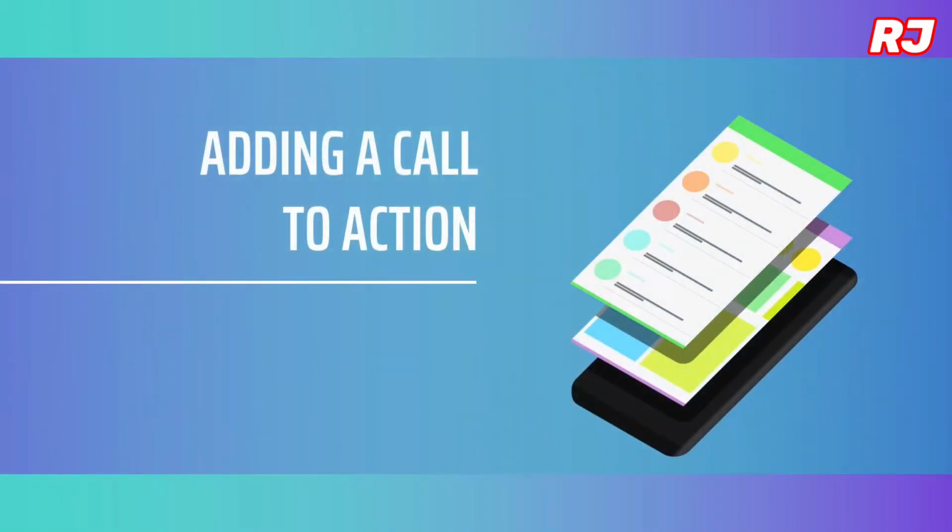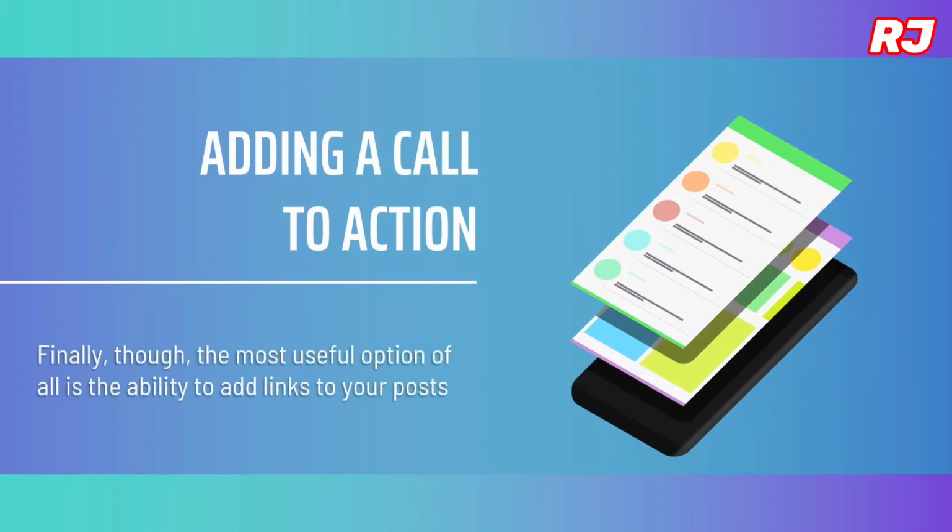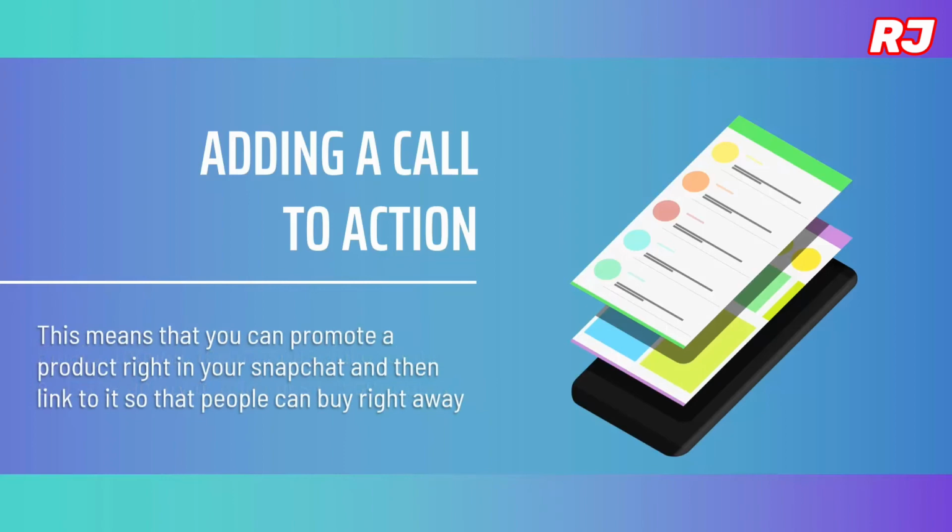Adding a call to action. Finally, though, the most useful option of all is the ability to add links to your posts. This is one area in which Snapchat drastically outperforms Instagram. Whereas Instagram requires users to have 10,000 followers or a verified account before they will be able to use links through the swipe up method, Snapchat lets you add any URL you like right away. This means that you can promote a product right in your Snapchat and then link to it so that people can buy right away. This is an ideal way to convert your Snapchat momentum into sales.